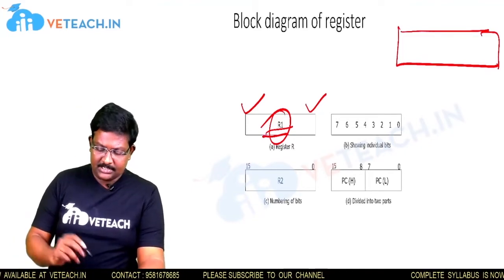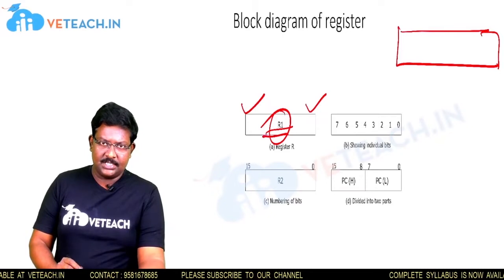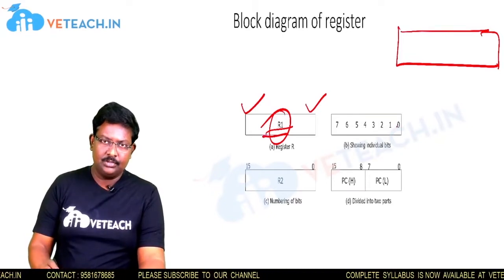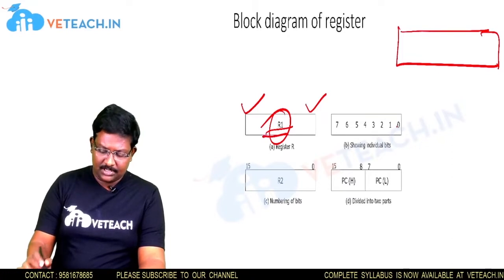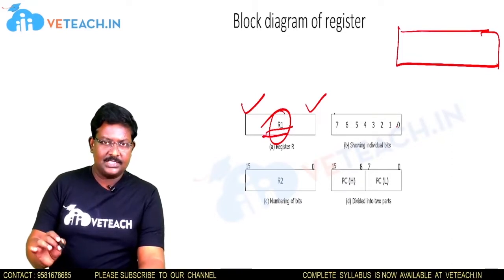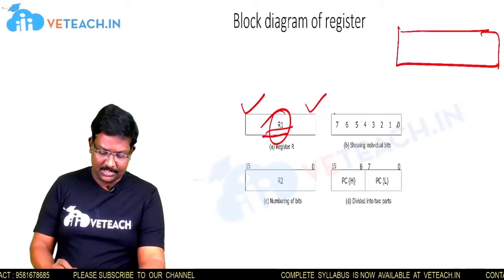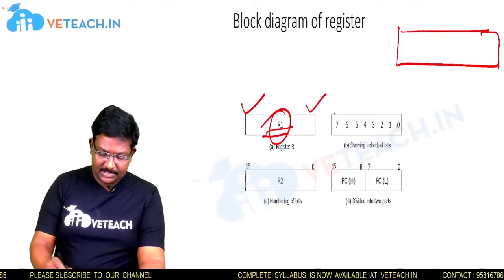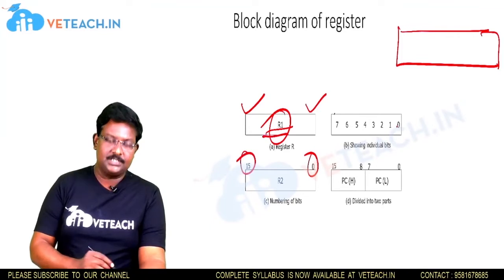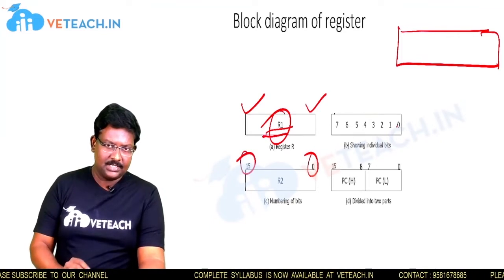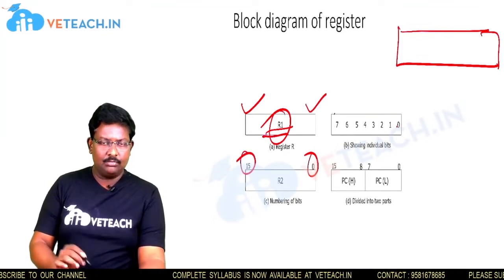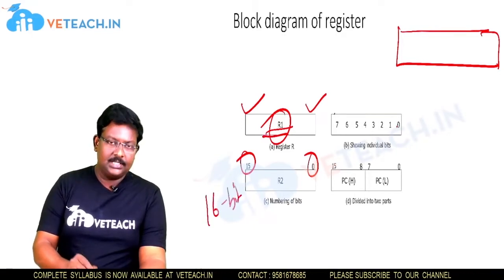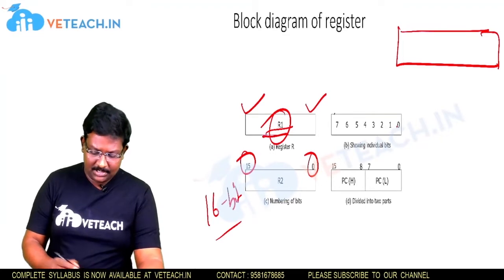In this B diagram, the register's individual bits are shown. 0 shows the 0th bit position of that register, and 7 shows the 7th bit position of this register. In the C diagram, we can represent the number of bits at the top of the register. By simply representing in this way, we can say the length of the register. So I can say this is a 16-bit length register.